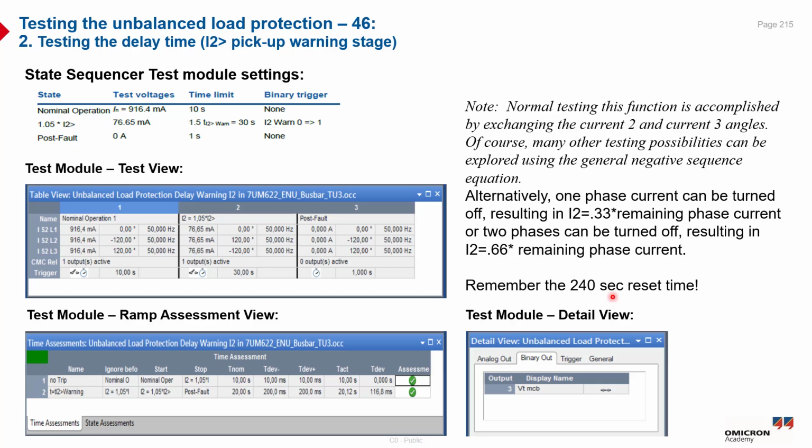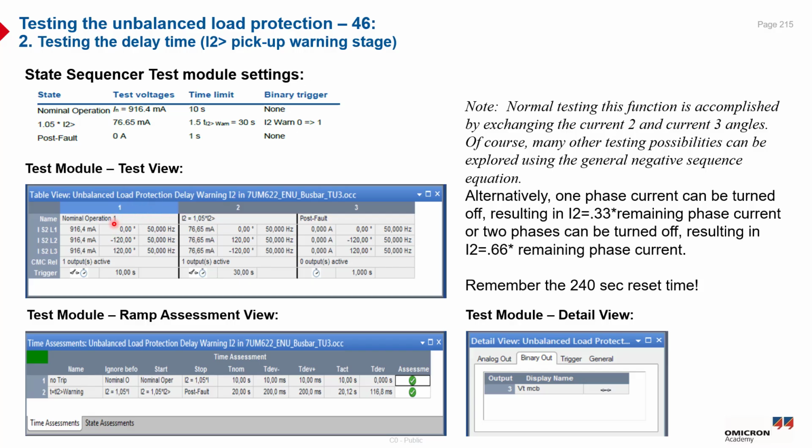For instance, turning one phase current off will produce a negative sequence current of approximately 33% of the remaining phase current, while turning two phases off increases it to about 66% of the remaining phase current. It's also important to remember the 240-second reset time, which ensures that the protection element returns to its normal state after the unbalance is cleared, and this reset time should always be considered when planning and timing your test sequence. So as you can see, we are using the test sequencer here.